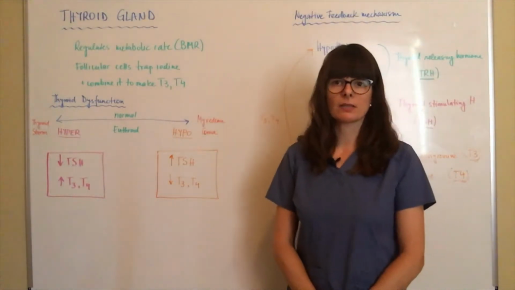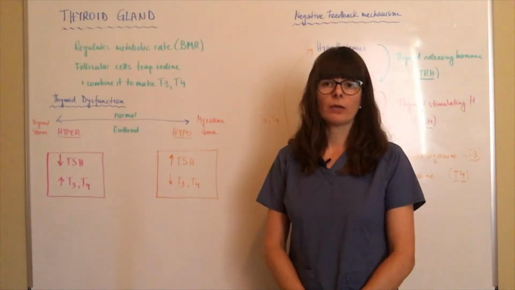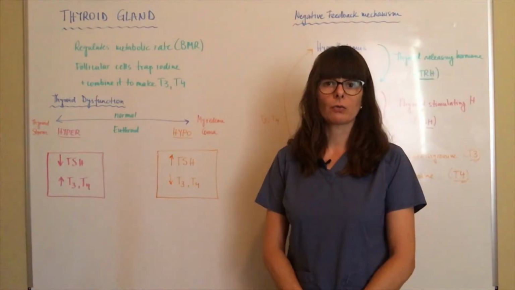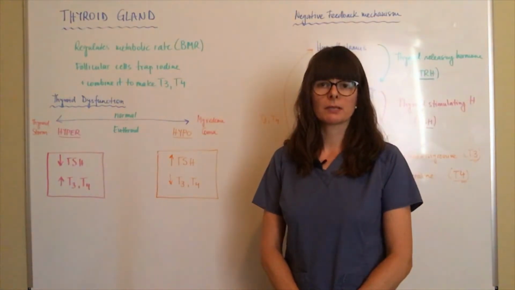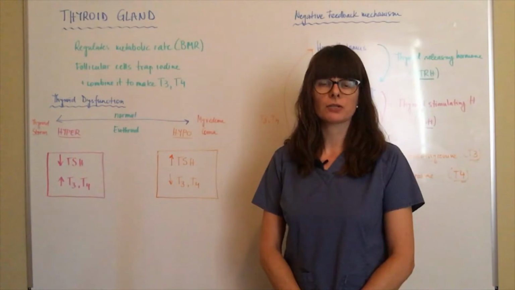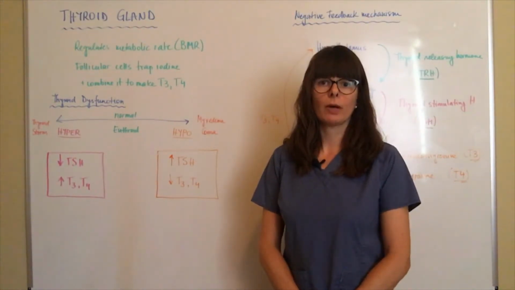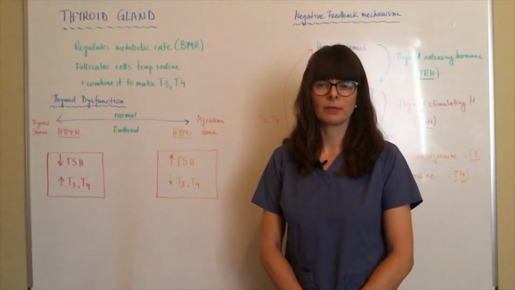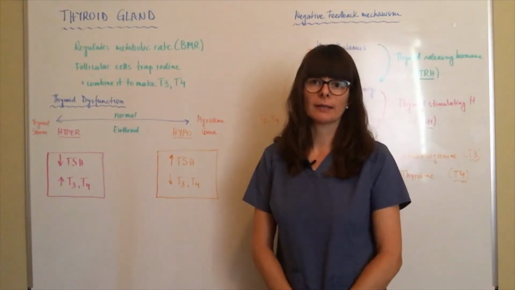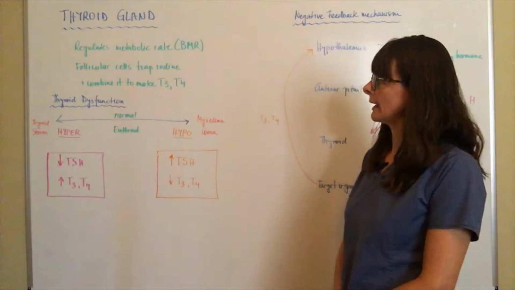Today's topic is the thyroid gland and how it regulates basic metabolic rate and therefore helps us process all the different functions in the body. We'll also be looking at hypo and hyperthyroidism. But first, let's take a look at the basis of the thyroid gland.